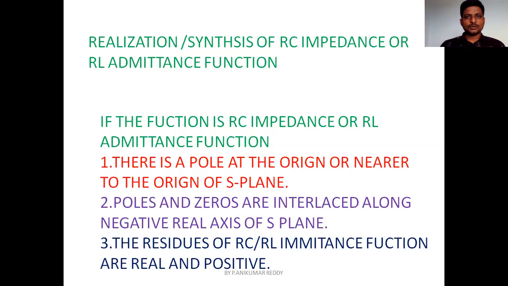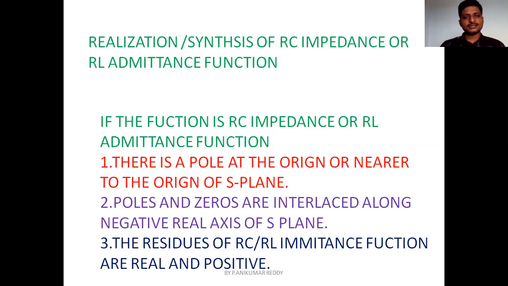The second point is that poles and zeros must be interlaced along the negative real axis of the S-plane. The negative real axis of the S-plane is the horizontal axis, in the left half of the S-plane. Interlacing means alternate. First we start with a pole, then zero, then pole, zero, and so on. Like that, you must have interlaced poles and zeros along the negative real axis. So that's the second point.